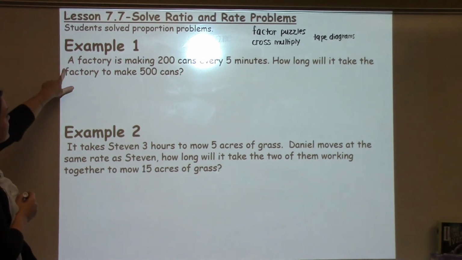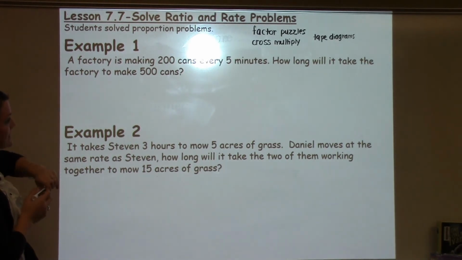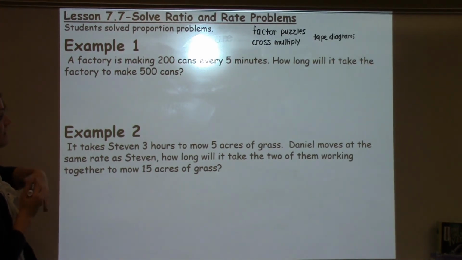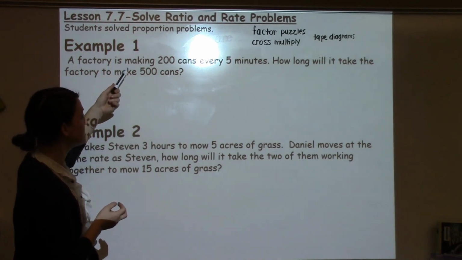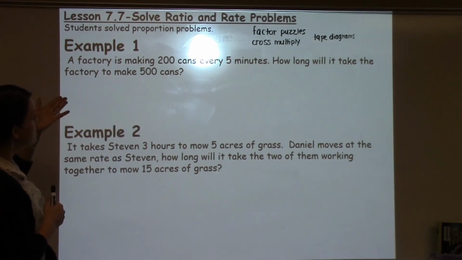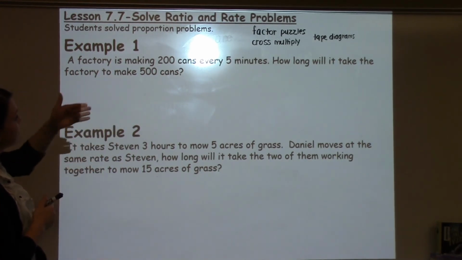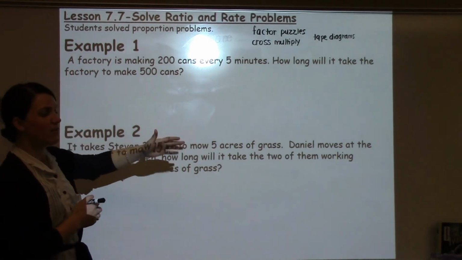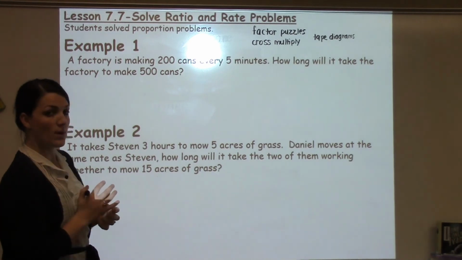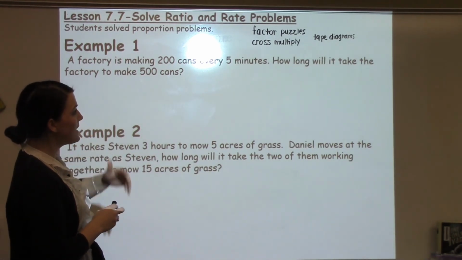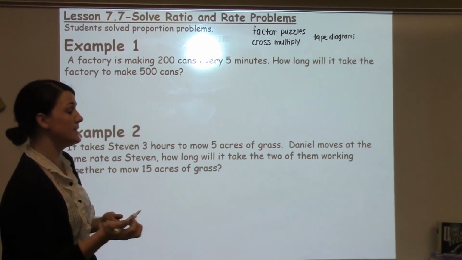So we're going to look at the example and think through which one would be easy. It says a factory is making 200 cans every 5 minutes. How long will it take the factory to make 500 cans? So I could use a factor puzzle with this, but when I'm thinking about 200 cans every 5 minutes, 500 cans, how long that would be, I might be working with a decimal here because that doesn't quite work evenly. So a better strategy might be cross multiplication.